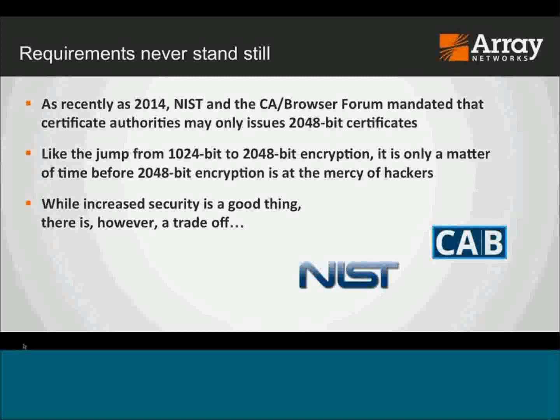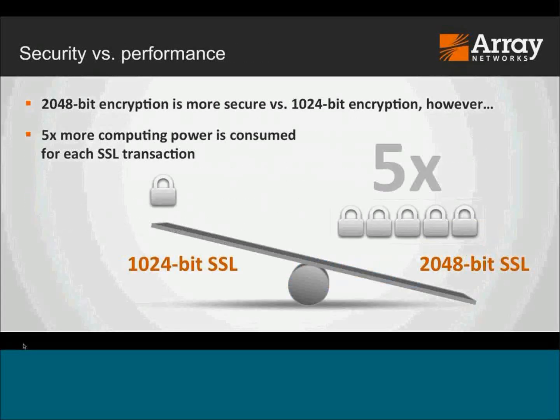So while the increased security is a good thing, there's a trade-off. So let's take a look at that. It's security versus performance. That's the trade-off, right? 2048-bit encryption is more secure than 1024-bit encryption. However, it's also 5 times more compute intensive. Essentially, 5 times more computing power is consumed per each SSL transaction.